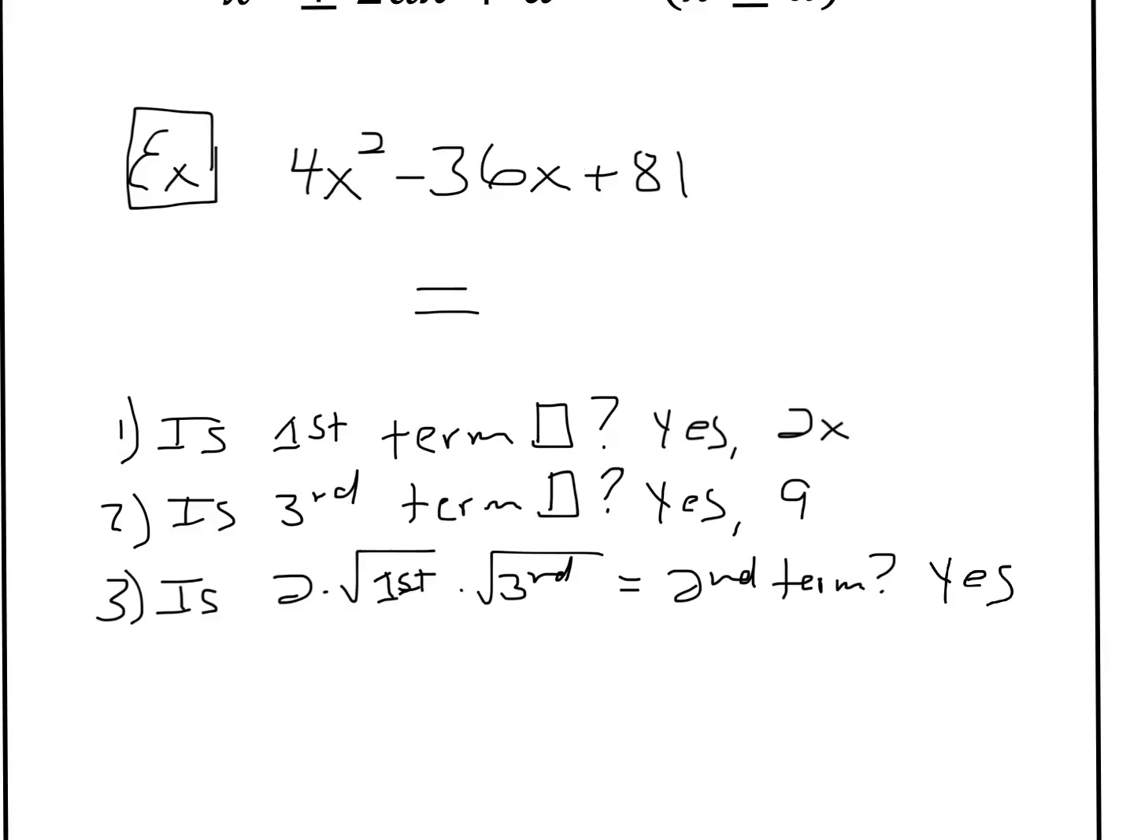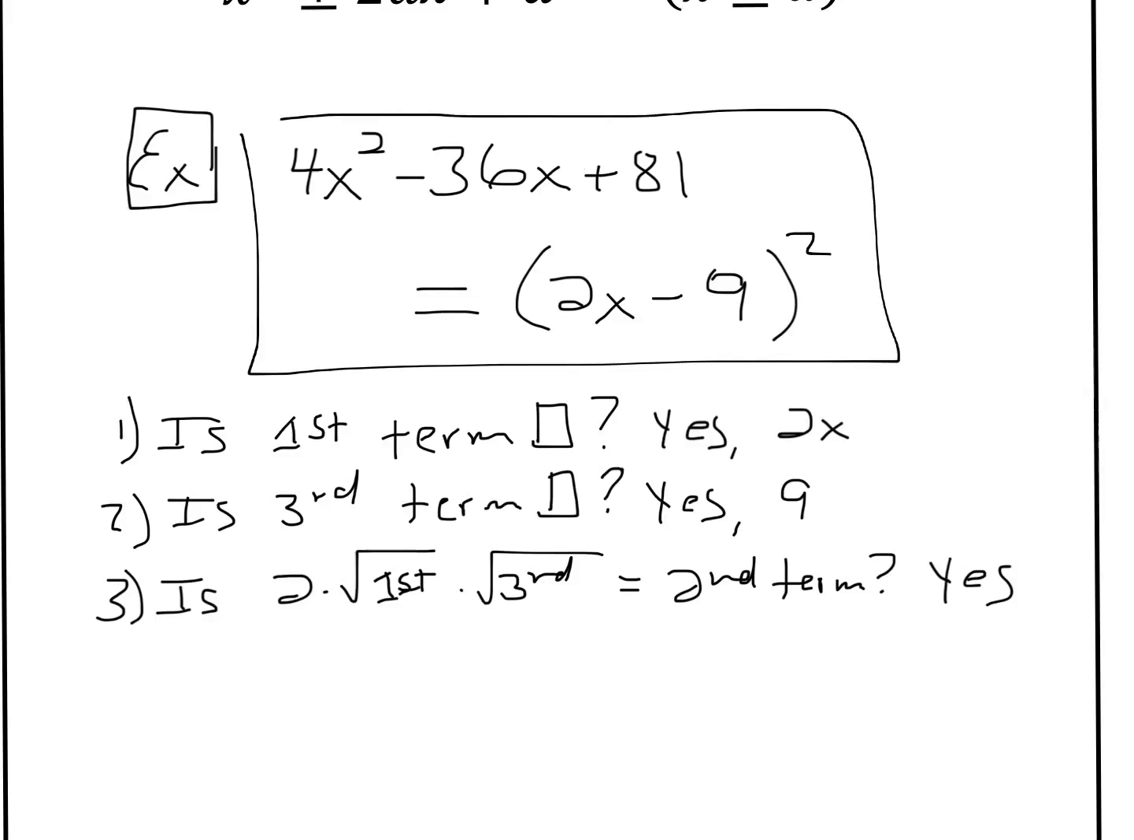So if the answer is yes to all those questions, it's a perfect square trinomial. This is how it factors. You have one binomial. You put the square root of the first term in this first position. It's 2x. Put the square root of the last term in this last position. You put the sign of the middle term, which is minus, between them, and it's squared. So this is the factored version of that problem. The difference of 2x and 9, quantity squared. Let's flip your paper over and do a couple more examples.